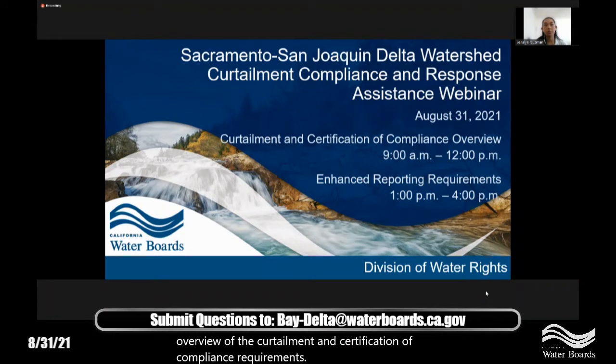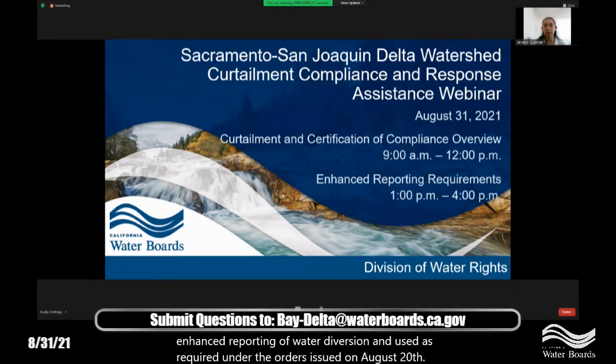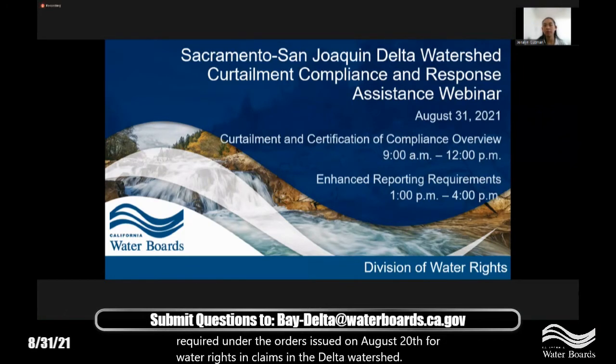And if you were unable to attend the morning session, a recording will be posted on our Delta Drought and Curtailment webpage for future reference. The URL for that is waterboards.ca.gov/drought/delta. In this portion of the webinar, staff will discuss the enhanced reporting of water diversion and use that is required under the orders issued on August 20th for water rights and claims in the Delta watershed with an annual diversion amount of 5,000 acre-feet or more.